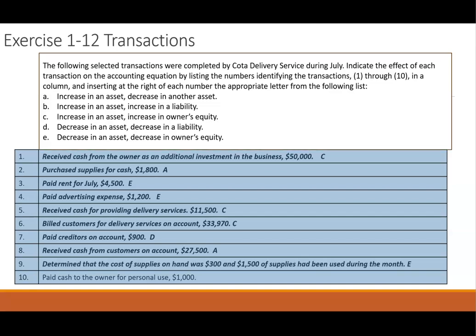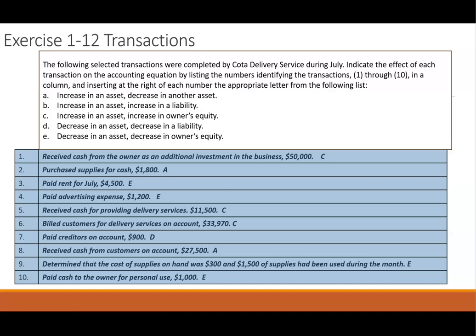We determined that the cost of supplies on hand was $300 and $1,500 of supplies had been used during the month. So supplies is an asset. When we realize we've used up some supplies, the asset supplies goes down and the owner's equity goes down because that's an expense.